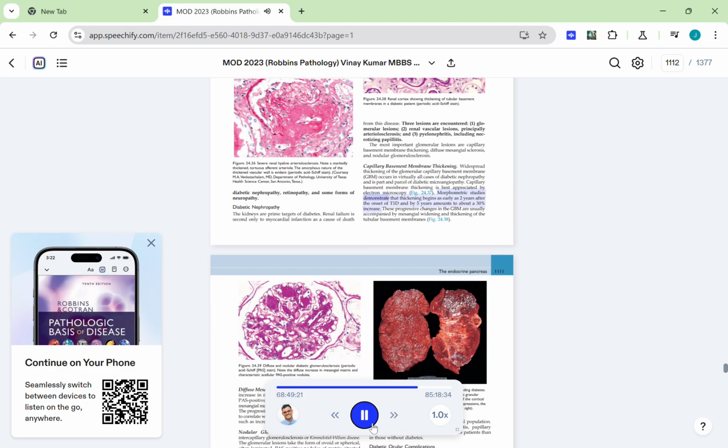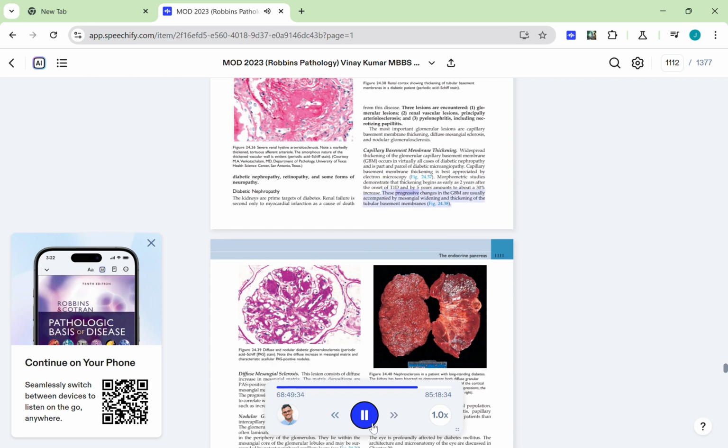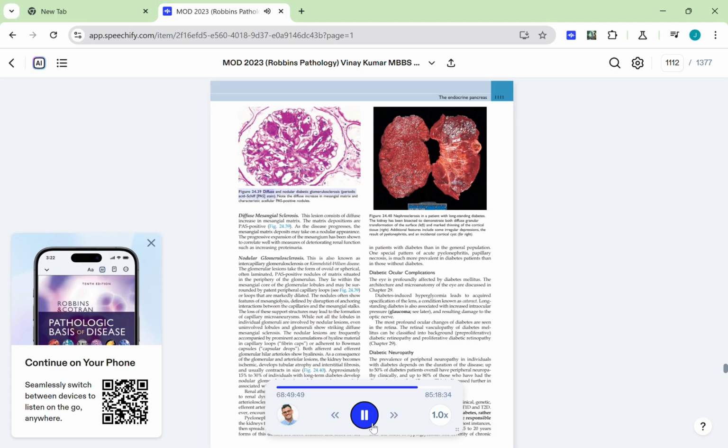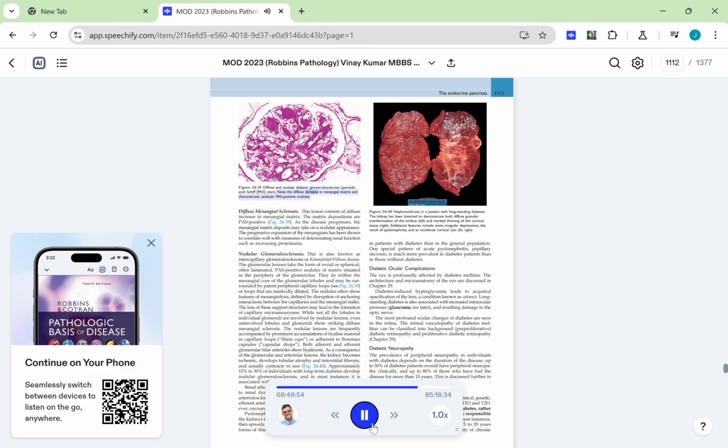Capillary basement membrane thickening is best appreciated by electron microscopy. Morphometric studies demonstrate that thickening begins as early as 2 years after the onset of T1D, and by 5 years amounts to about a 30% increase. These progressive changes in the GBM are usually accompanied by mesangial widening and thickening of the tubular basement membranes. Figure 24.39: diffuse and nodular diabetic glomerulosclerosis. Note the diffuse increase in mesangial matrix and characteristic acellular PAS-positive nodules.